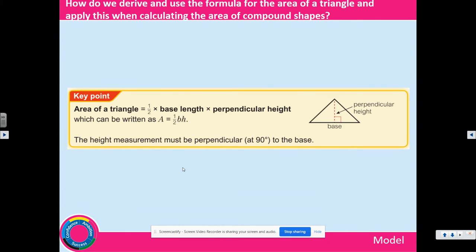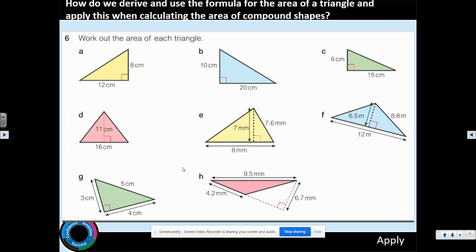Right. If you didn't get a chance to write down the formula before, you can pause the video now, okay, and copy down the key point, but it is the same as when I derived it with you, so if you've already done that, then you don't need to. Okay, and now I'd like you to pause the video and complete question 6, okay, which are areas of triangles. Notice H is one of those slanted ones. Okay, so be very careful when you do H.